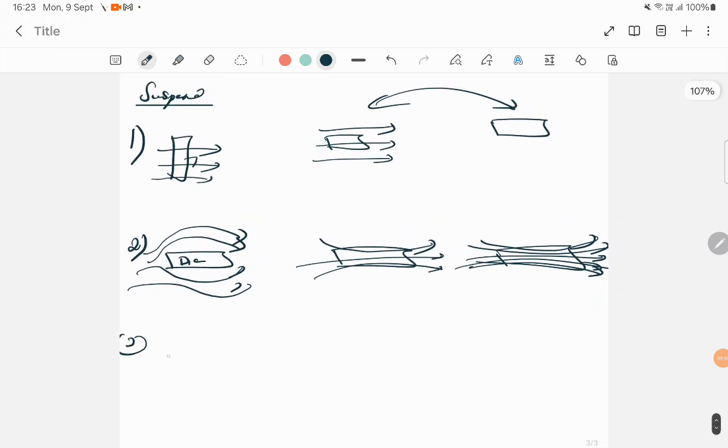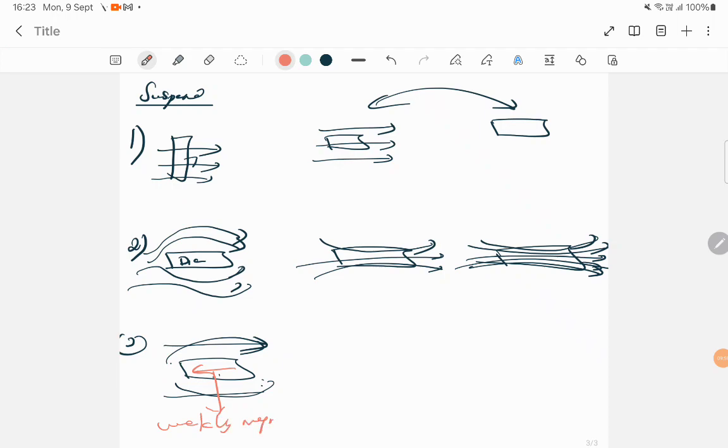Next point: when you place a diamagnetic substance in a magnetic field, not only are the field lines getting expelled, the diamagnetic substance gets magnetized in the opposite direction, and that too weakly magnetized. I forgot to say this point when I was teaching. Whereas a paramagnetic substance gets weakly magnetized in the same direction, whereas a ferromagnetic substance is strongly magnetized in the same direction. This is the third point.